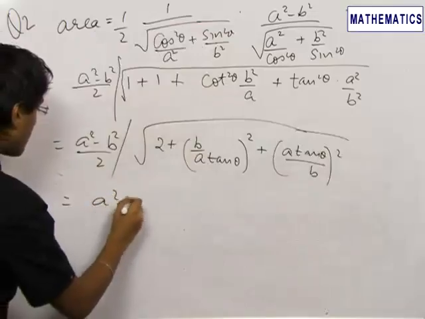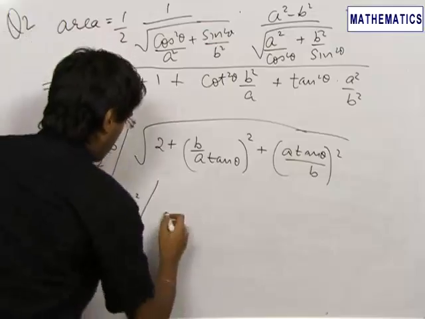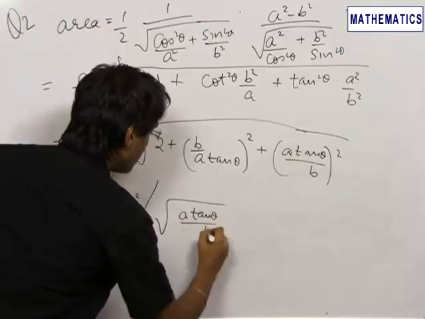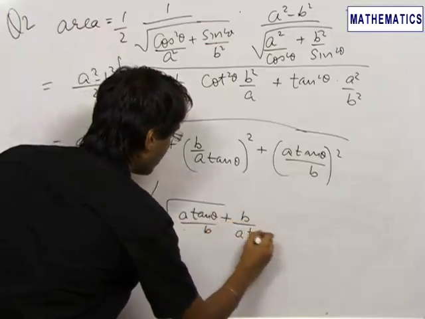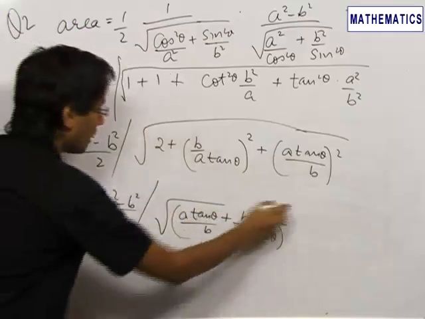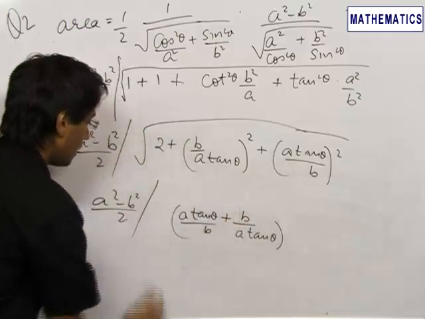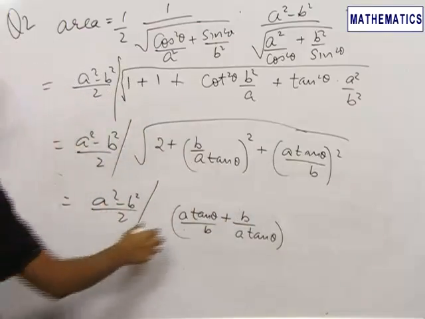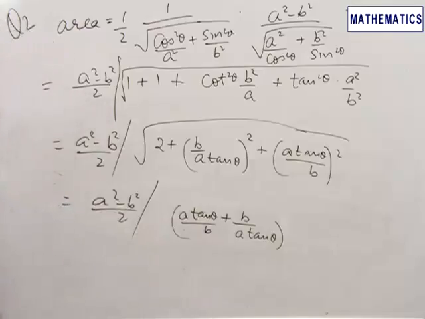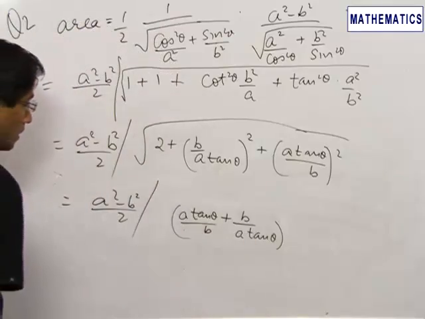This is equal to a square minus b square by 2 divided by the under root of a tan theta by b plus b by a tan theta whole square, and since this is under root, the square will be removed, and we are left with a square minus b square by 2 divided by a tan theta by b plus b by a tan theta. So in order to make the area maximum, we need to minimize this denominator.